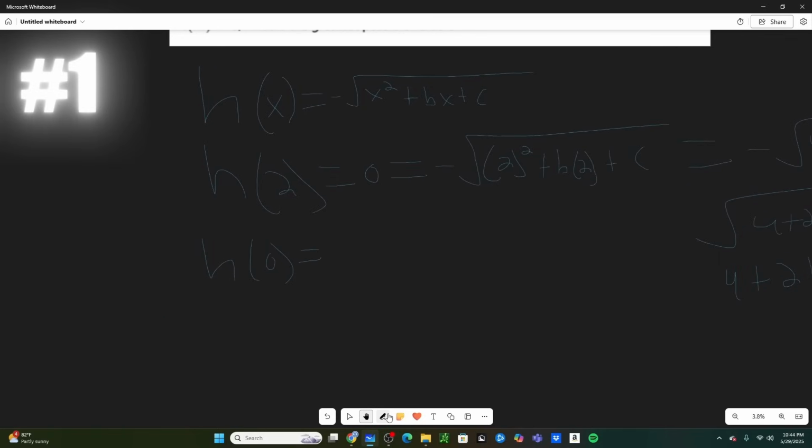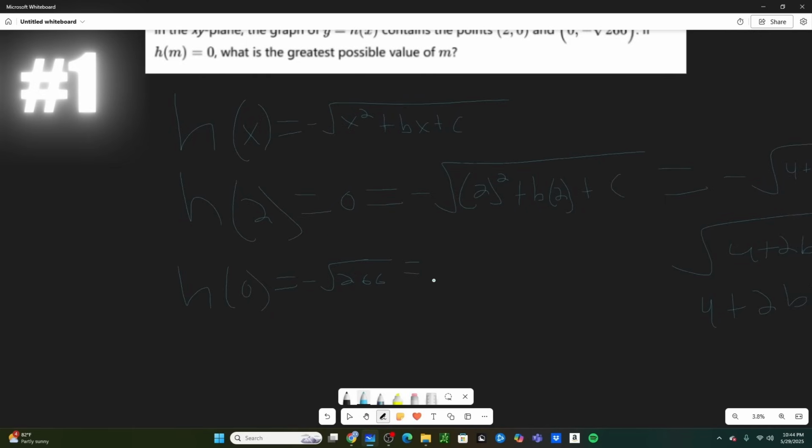So let's plug that into the equation. We know that it's equal to negative square root of 266, but we also know it's equal to the same thing that we did here: plug in the x value that they gave you. They gave us the x value of 0, so let's plug that in. So the equation is negative times the square root of x squared, so that's just 0 squared, so that's just 0. And then we have plus b of x, well, 0 times b is just 0.